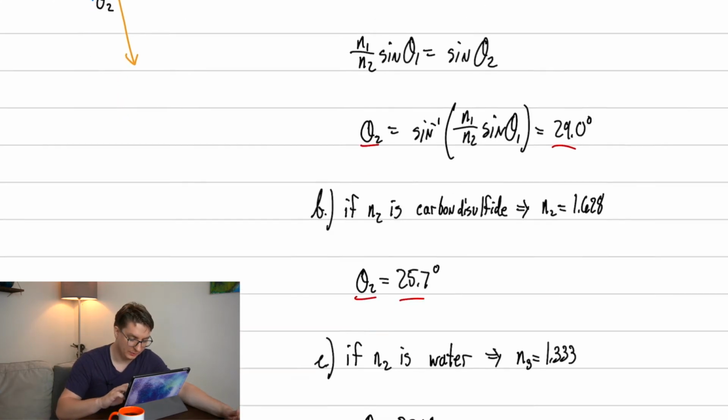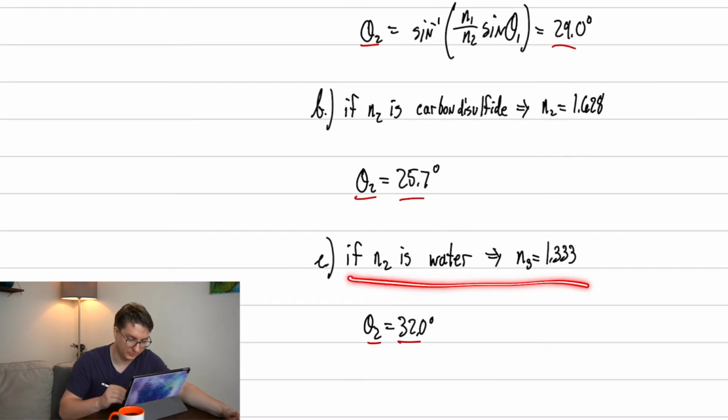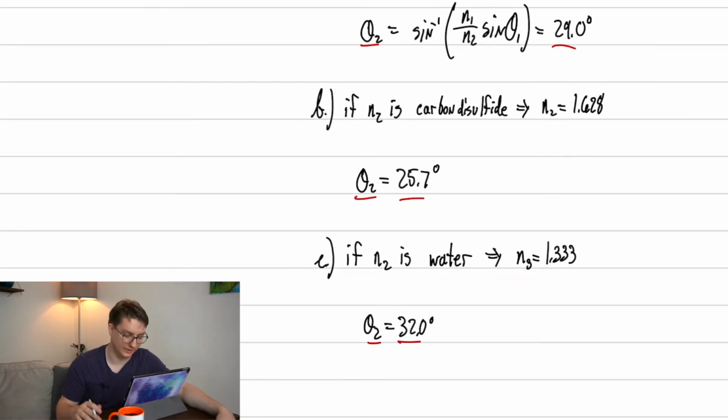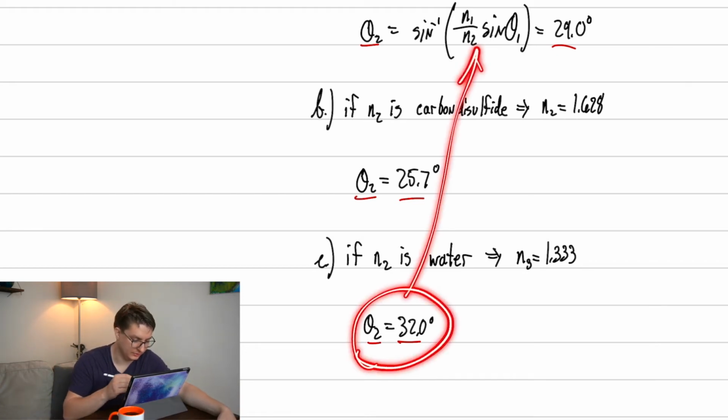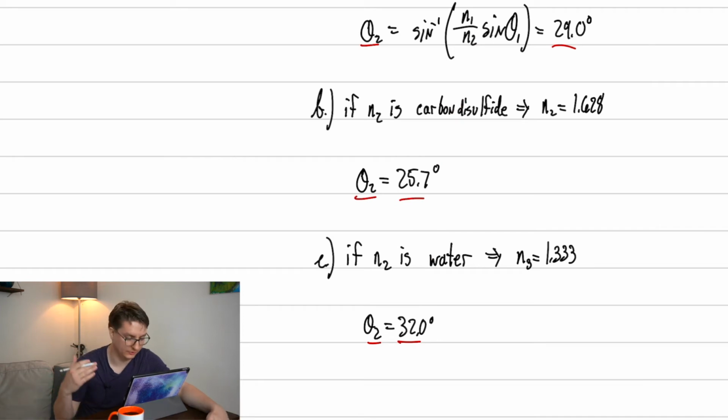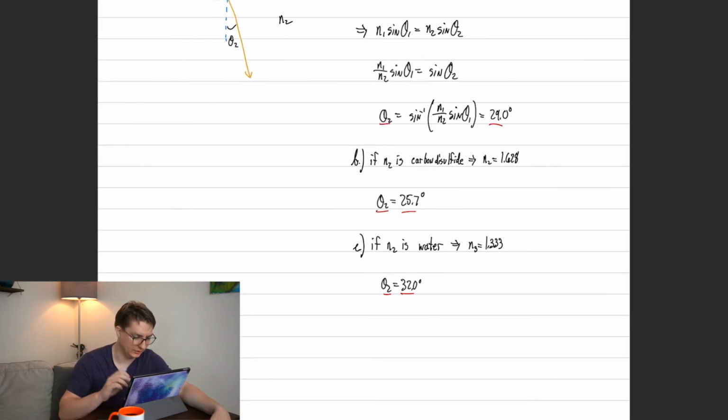Okay. Then maybe we ask, what if it's water? So, water has an index of refraction of 1.333, so we put it in the same equation, and we get theta 2 again. Nothing crazy, nothing really mysterious. I hope nothing is too challenging yet, but let's keep going.